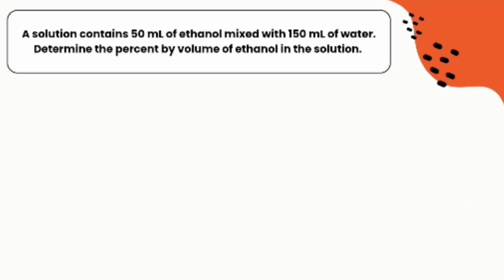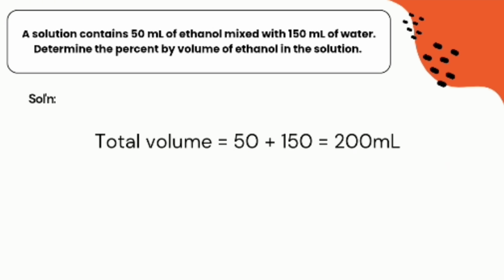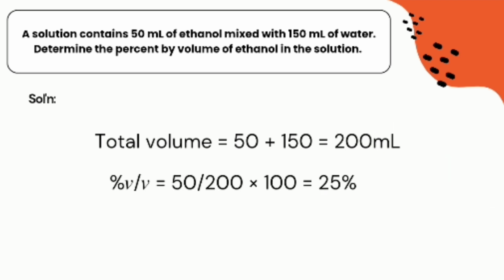Next, we're going to solve the problem. First, the total volume equals 50 ml of ethanol mixed with 150 ml of water, which equals 200 ml of solution. Percent by volume equals 50 ml of ethanol divided by 200 ml of solution times 100, which equals 25%. And the answer is 25%.